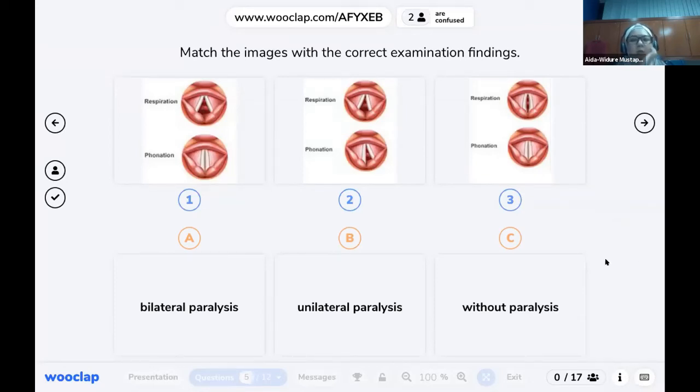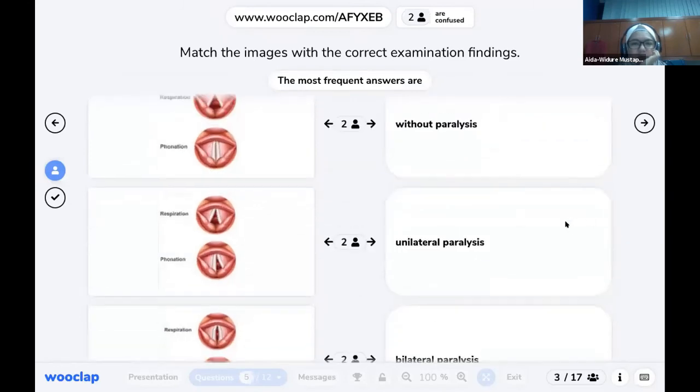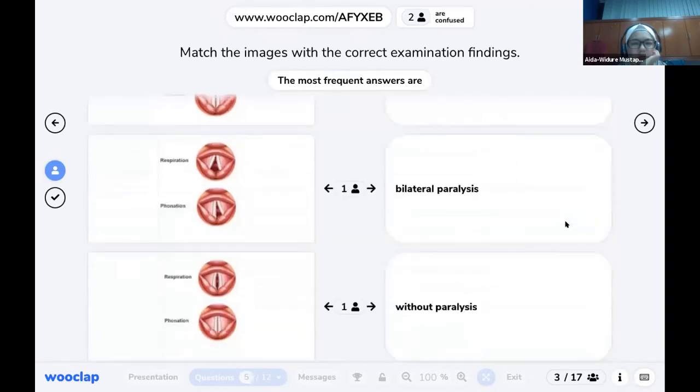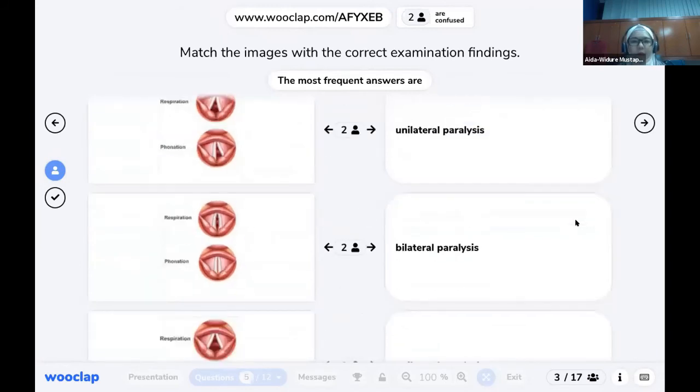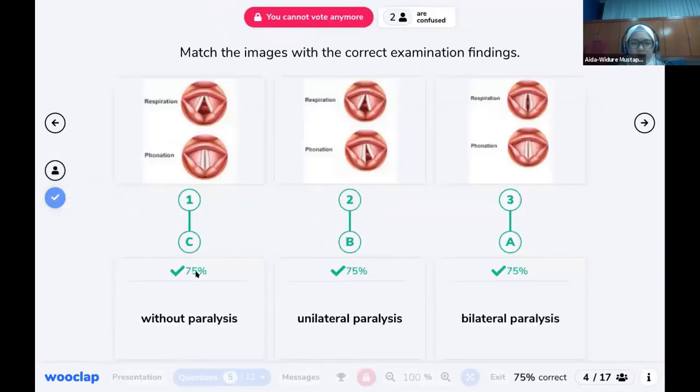Okay, any answers? Nobody's answering. It's difficult, yeah? Mawada can answer this. I cannot answer this. Okay, let's have a look. Bilateral paralysis. Okay. So the most frequent answer is, let me see the correct answer. So the most frequent answer is, oh, okay, all the same. All right, very good. You're all very good students.